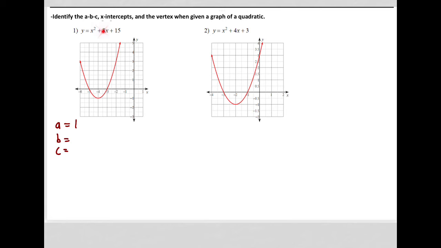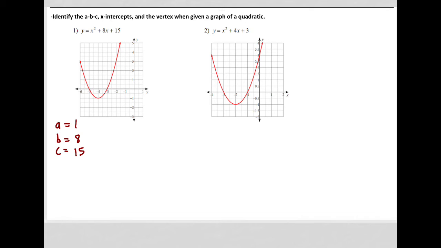And then the next one here is an 8 in the B position, so we got 8. And then lastly, we have the 15 there, which is our C. Okay, so we have A, B, and C. Now we want our x-intercept. So how do we do that? We're looking at this function here, okay?